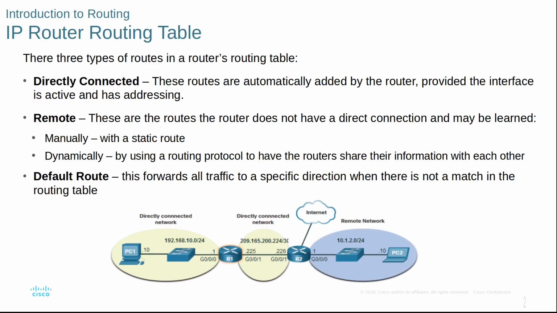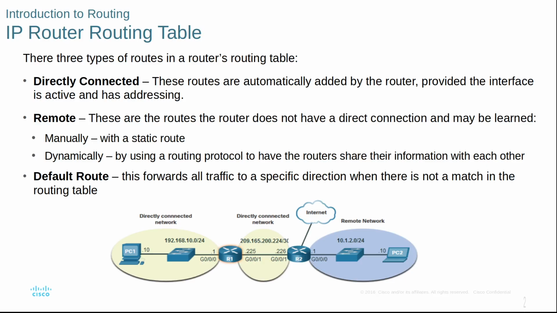They could be remote connections. So these are routes that the router does not have direct connections to. These could be learned in one of 2 ways, either manually by issuing a static route, which you're going to learn how to do later, or dynamically using a dynamic routing protocol, which you're going to work with next semester.